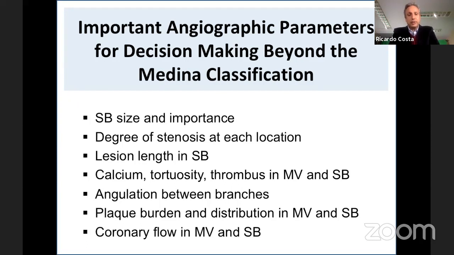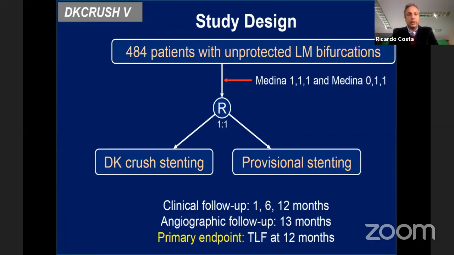The degree of stenosis at each location, lesion length in the side branch, calcium, tortuosity, thrombus, whether in the main vessel or the side branch, angulation between branches, plaque burden distribution in main vessel and side branch, and also the coronary flow in both these branches.